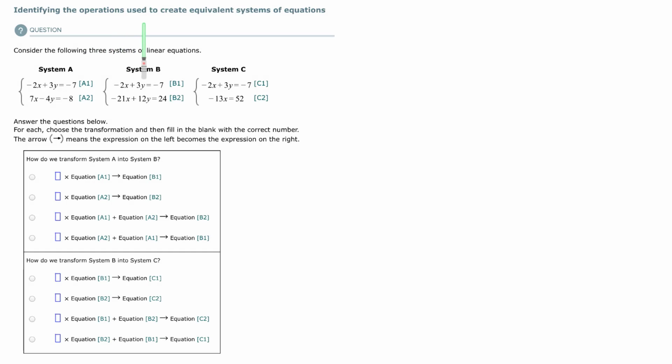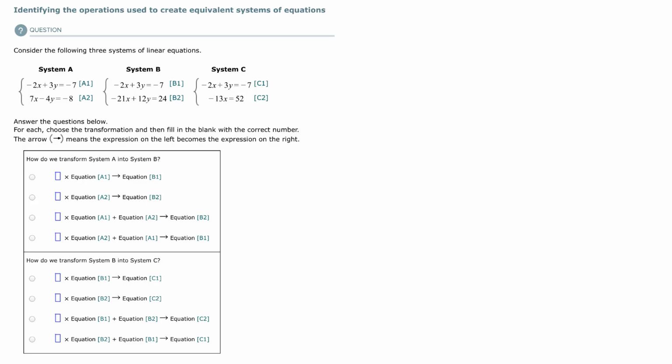Identifying the operations used to create equivalent systems of equations. So Alex has an interesting way of explaining these operations. I'm actually going to explain them in a very similar way, but I am also going to shorten the notation or the symbolism involved. First thing I'm going to do is actually state those elementary row operations.